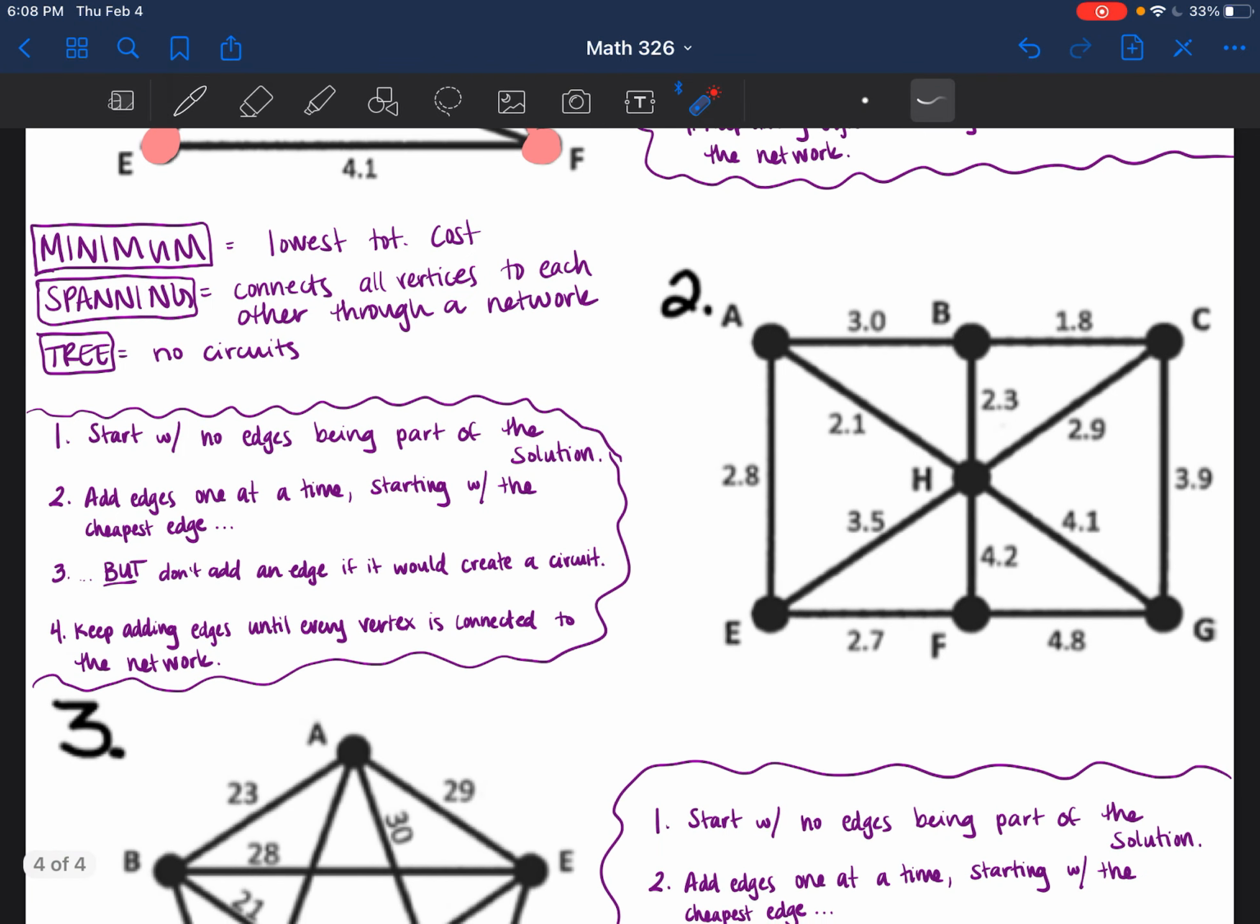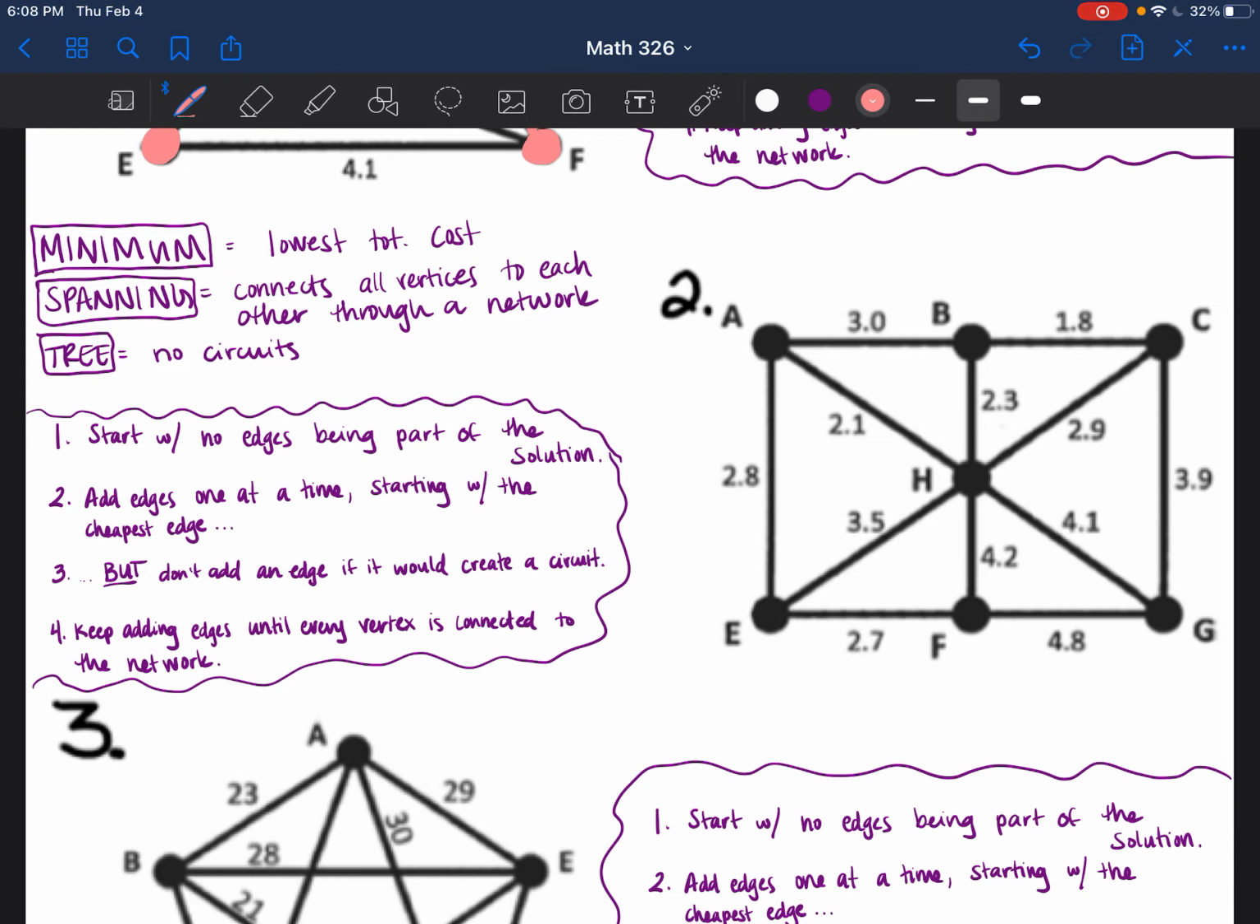Let's move on to graph number 2. I rewrote the rules for us to help us as we go along. And so let's get started. For step number 1, start with no edges being a part of the solution. Good, we've done that. On a roll.